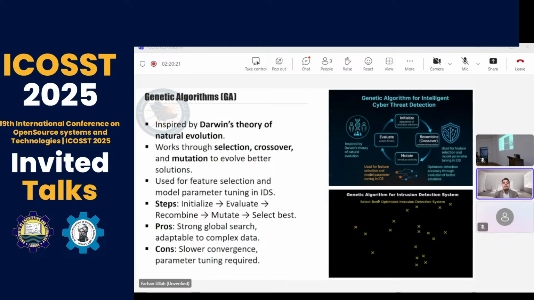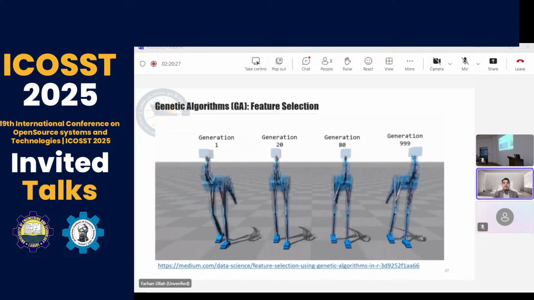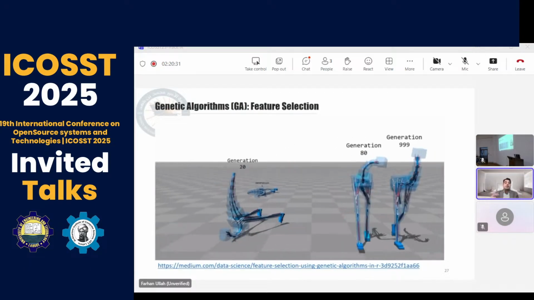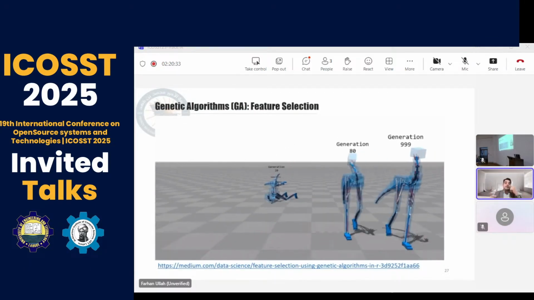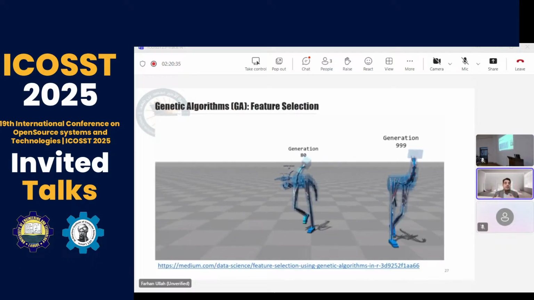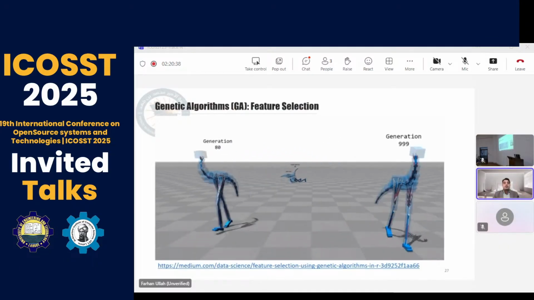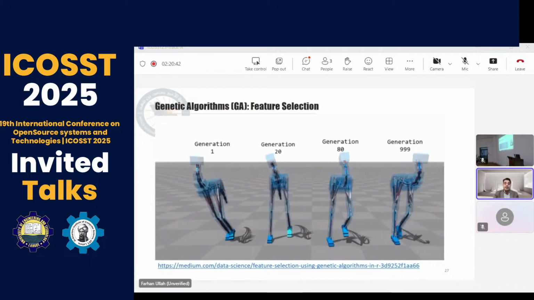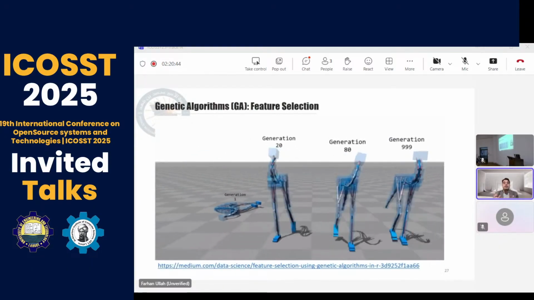So this method links with the natural Darwin's theory. In this example, you can see we have many features now, but after some time we can go for the best features. Basically, we have maybe 10,000 features, maybe 20,000, maybe 1 million features, and we can apply a genetic algorithm to find the best features one by one. So this is the best way you can use it.